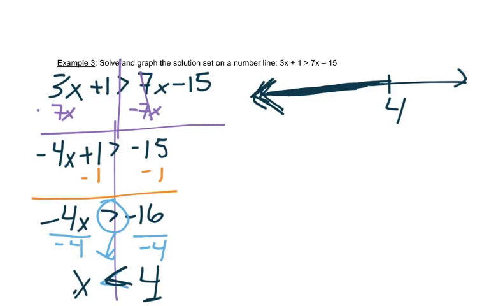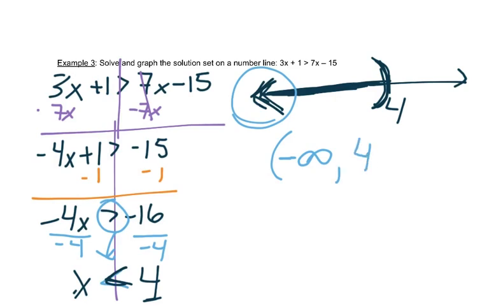It's just less than, which means we have to put a parenthesis at 4. And then to do interval notation, we would start by reading that graph from left to right. And the first thing we see from left to right is the arrow in the negative infinity direction. So we'd write negative infinity with a parenthesis, because infinities always have parentheses. And then we go to 4, and that's where it ends on the right with a parenthesis.